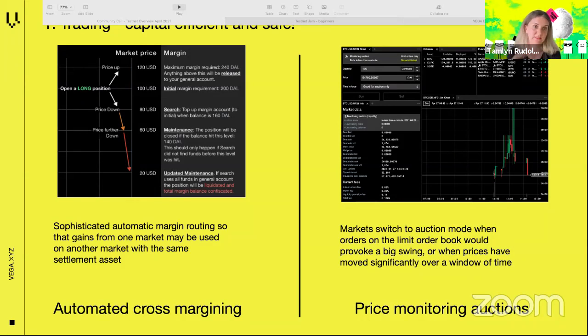And what the system actually does is it monitors this and it releases that money back to a general pool of the US dollars coin, whichever coin is being used for the market, perhaps it's DAI. And then any other market that is also settling or being margined in DAI can utilize and draw down on that DAI.